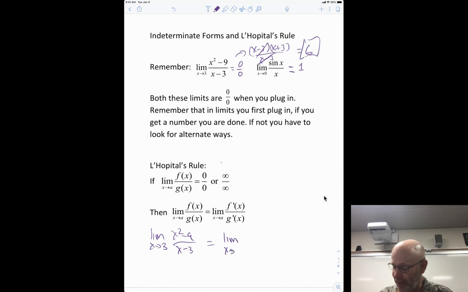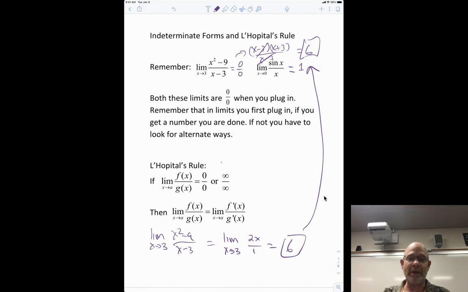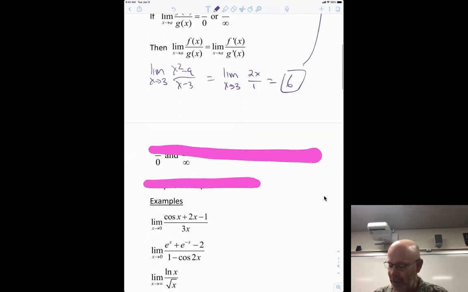If we take the derivative of the top, we get 2x. Take the derivative of the bottom, you get 1. And then now try to take the limit again, plug in the 3. Hey, look at that. We get that same 6. All righty? So that's the idea. It's pretty simple, really, but there are other indeterminate forms we're going to learn.